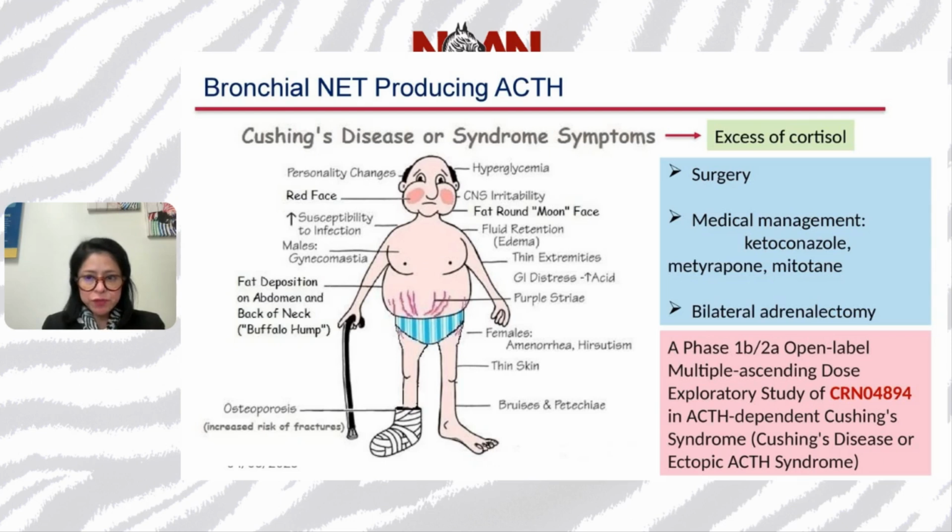There are other medicines that are given to block the excess of cortisol. Some of these, as we can see, are ketoconazole, metyrapone, and mitotane. But like I say, sometimes in patients, we know that these neuroendocrine tumors are slow growing. If that's the case, we recommend removing the adrenal, so that the ACTH produced by the neuroendocrine tumors doesn't go to the adrenal gland and stimulate cortisol. By removing the adrenal, there is no stimulus.